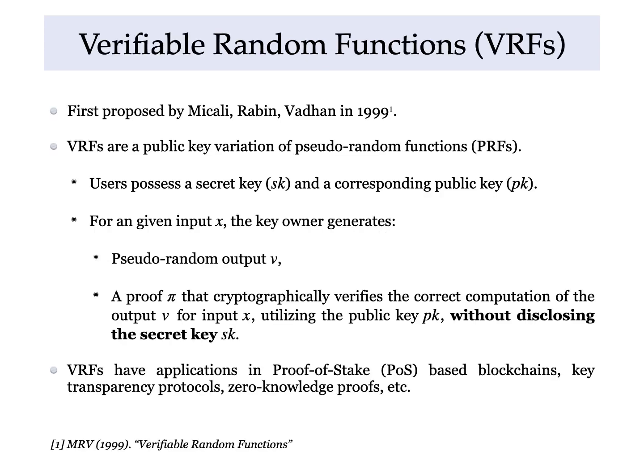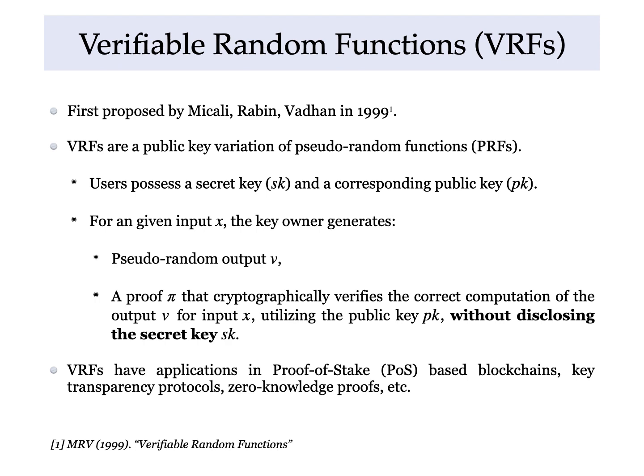So verifiable random functions, or VRFs, were first proposed by Micali, Rabin, and Vadhan. And we can see VRFs as a public-key version of pseudo-random functions. So each user has a public and secret key. The public key is public and the secret key is private and needs to be kept secret. And then for any input x, the key owner first calculates the output of the function, which is pseudo-random.